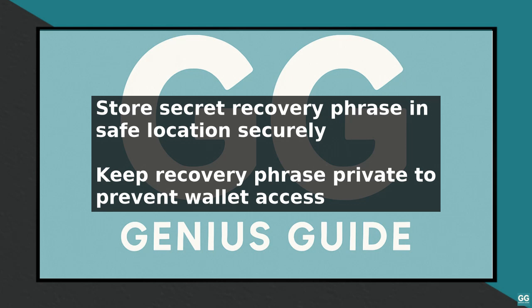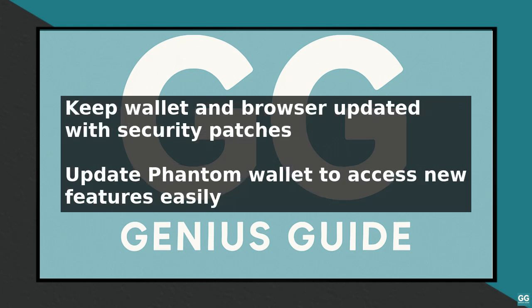To add funds to your wallet, click on the Deposit button and select the cryptocurrency you want to deposit. You will be given a deposit address, which you can use to send funds to your wallet. Make sure to only send funds to the address provided by Phantom, as sending funds to the wrong address can result in loss of funds.